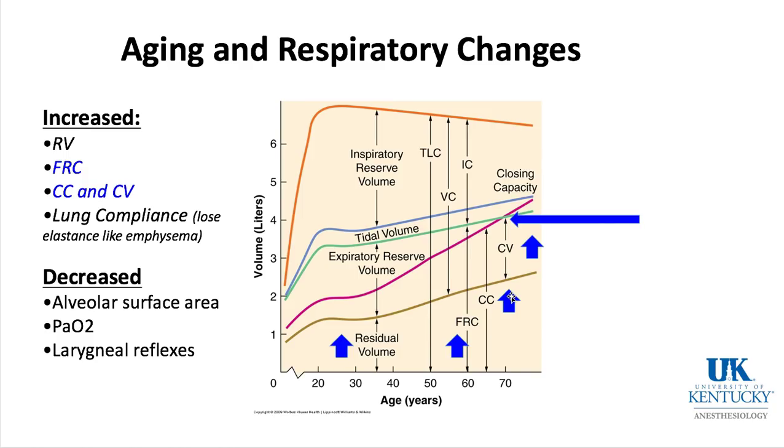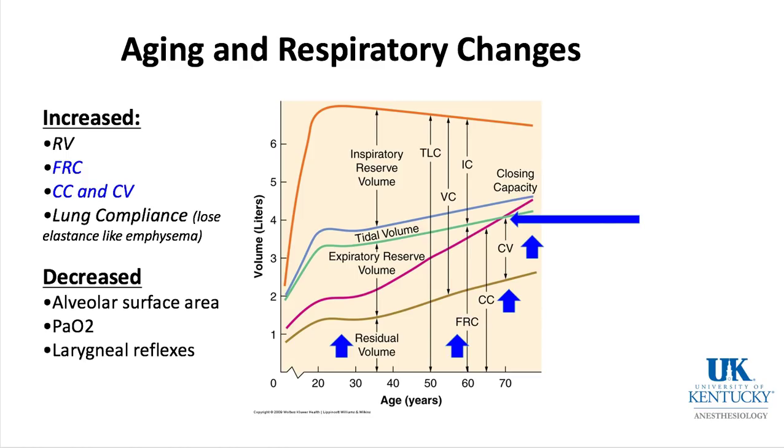as we age. So things that increase residual volume, or air trapped in the lung, FRC, closing capacity and closing volume, and the lung actually becomes more compliant, like an emphysematous lung. I like to think of it as a balloon that just does not want to collapse back on itself. You blow it up, and the elderly lung will not collapse back on itself like a younger lung, and therefore it has more trapped air, residual volume, and FRC.